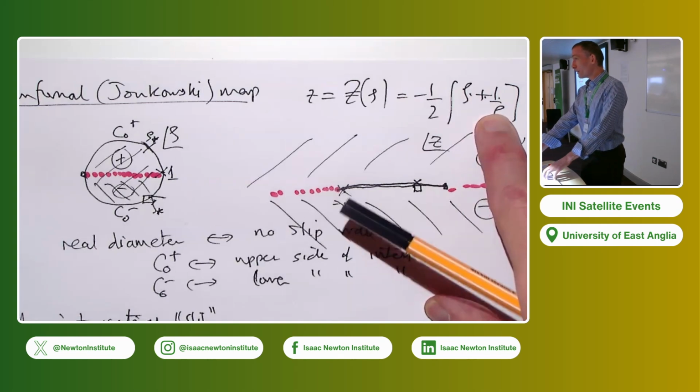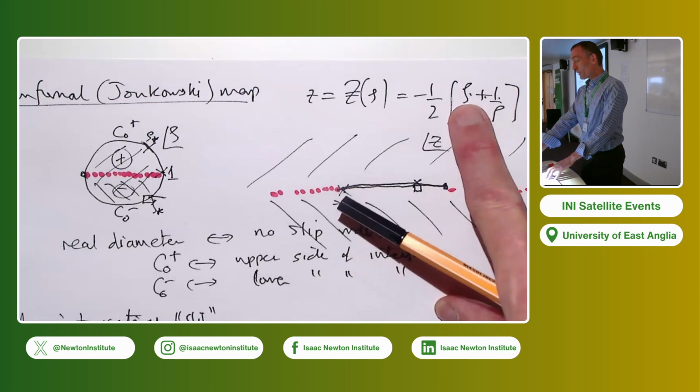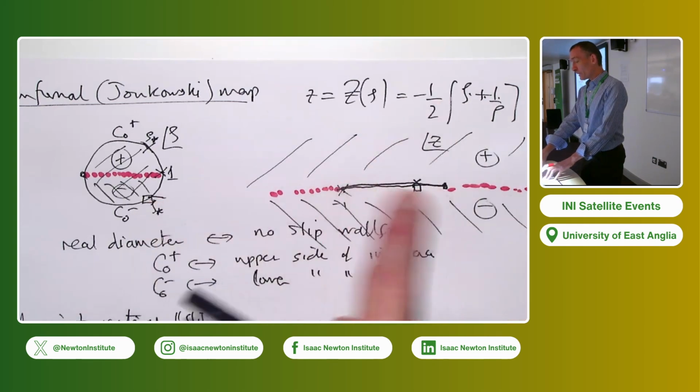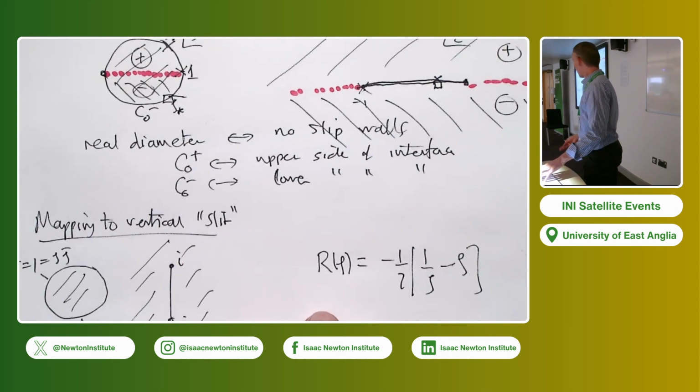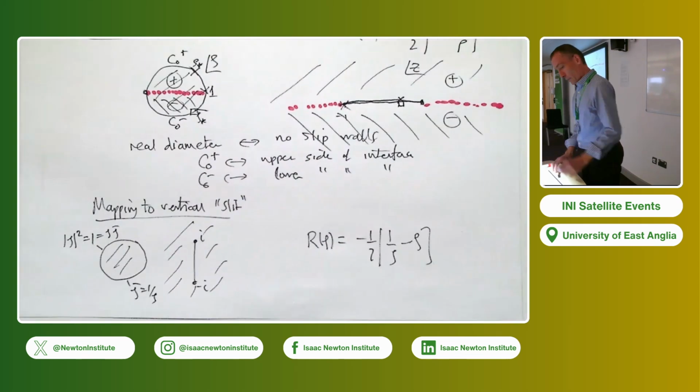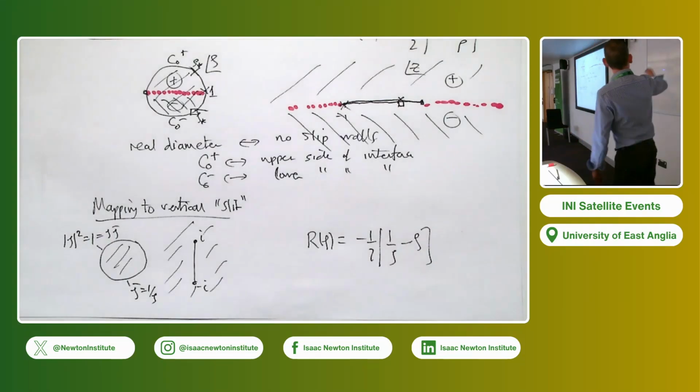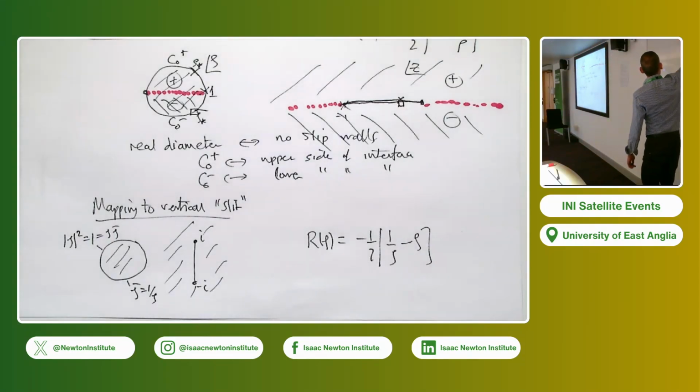Everyone see? So this one, if I put the plus zeta, I map to this real slit. If I put the minus zeta, I map to this slit. It's just a different Joukowsky map. Everyone happy? I'm just going to write these down on here because I don't want you to ever forget.